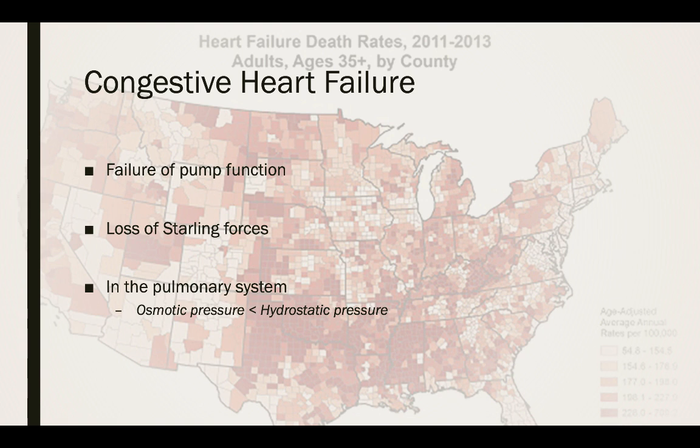Now our osmotic pressure, our pulling pressure, is less than our hydrostatic pressure, our pushing pressure. So if our hydrostatic pressure is greater than our osmotic pressure, if I'm pushing out of the vasculature more than I'm pulling into it, so they're not equal, I'm pushing into our pulmonary space. We're third spacing, and we are creating pulmonary edema because of congestive heart failure.